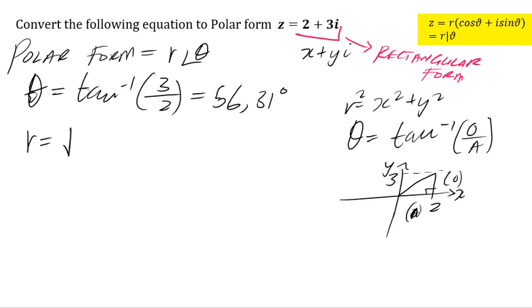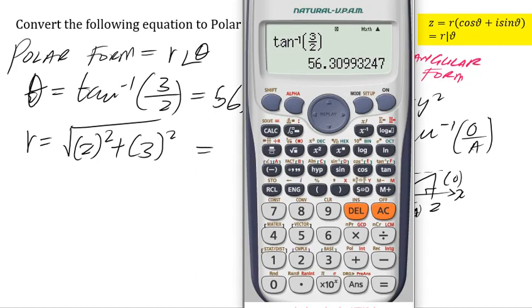Then what is your r? r will be equal to the square root of, remember, you have to find r directly. So in order to remove that square, you introduce the square root on both sides. So you're going to get, what is your x, it is 2 squared plus 3 squared. You can punch this on the calculator straight away. Clear this. You say square root of 2 squared plus 3 squared, then you'll get root 13.